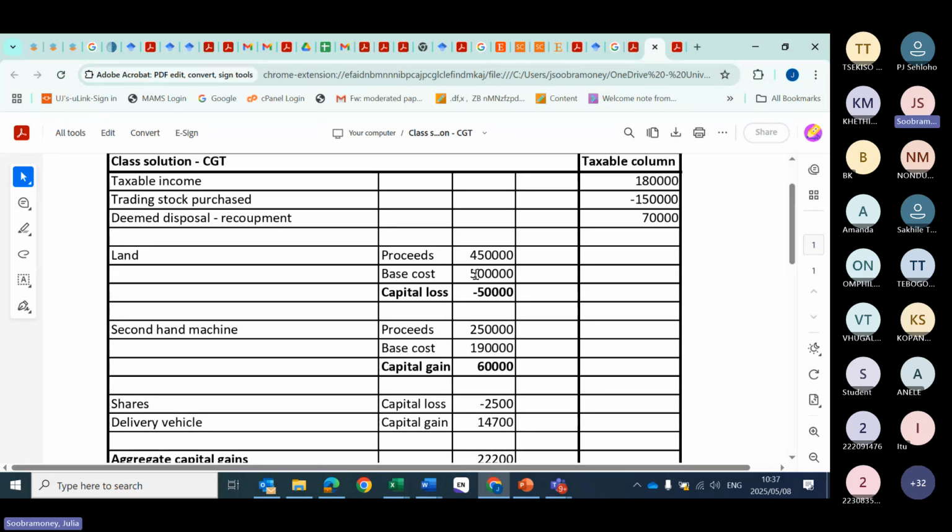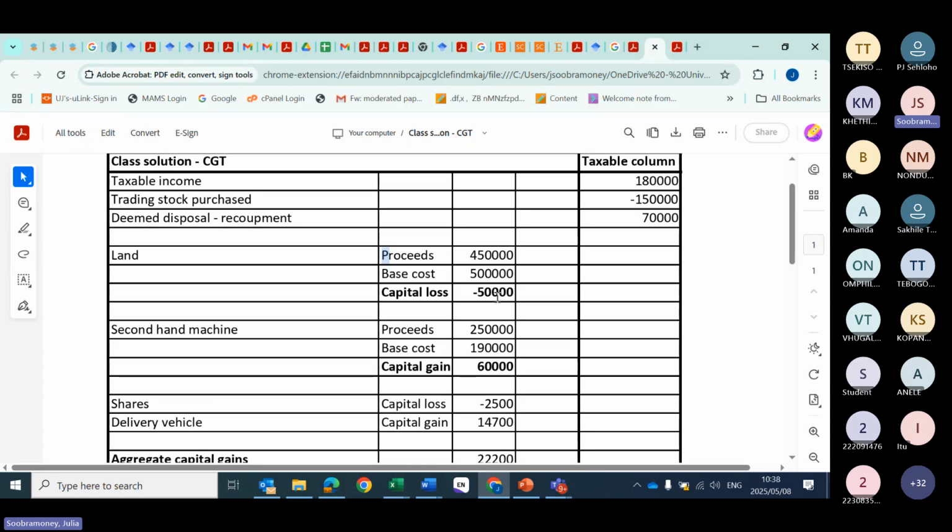Very, very important, students. You must say the correct terminology. Proceeds, base cost. What does proceeds consist of? It's my selling price. What does base cost consist of? My cost price less my allowances. So please make sure you put the correct wording down. Okay. Proceeds 450 less base cost 500 to give me a capital loss of 50. Now, don't just tell me loss. You must say capital loss.